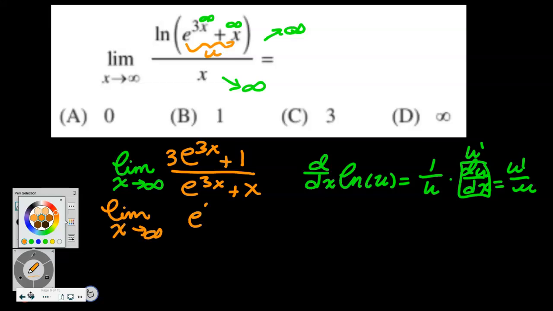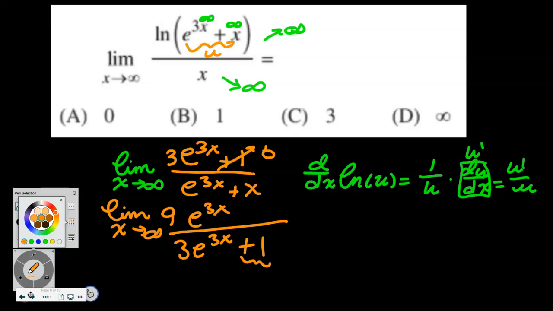And I get e to the 3x, and then times 3, so I'd have 9. The 1 will go to 0. On the bottom, I'd get 3e to the 3x plus 1. You could actually stop right here, because plus 1 does nothing, and these are tied. As you go to infinity, that plus 1 on the bottom is not going to do anything.